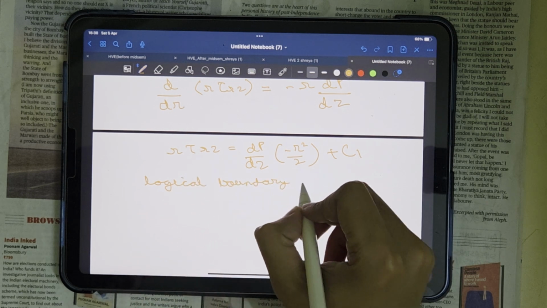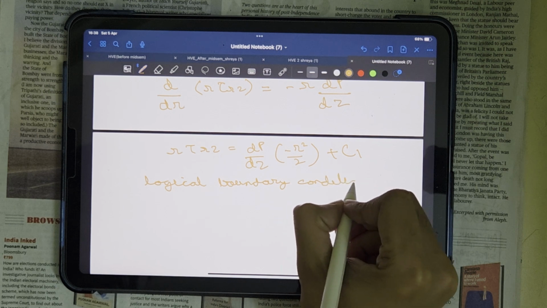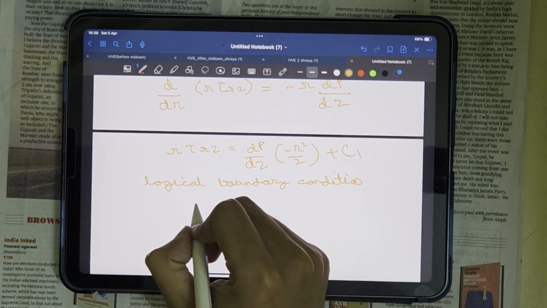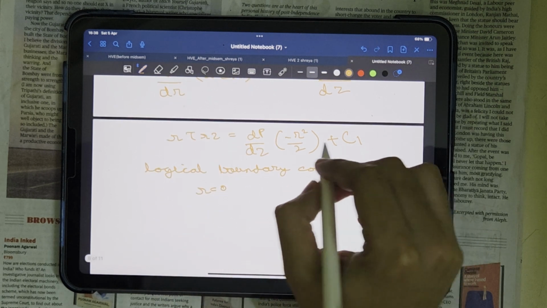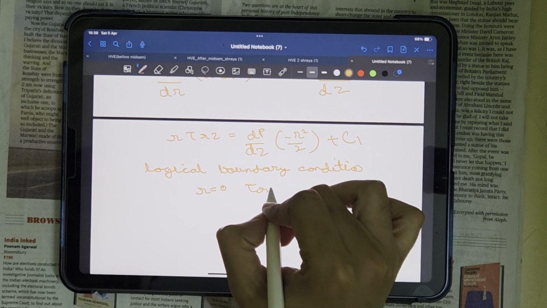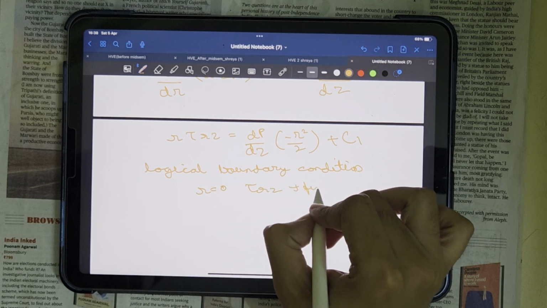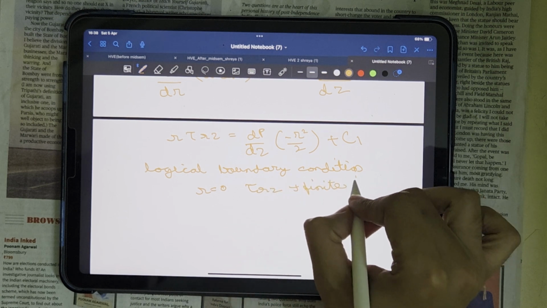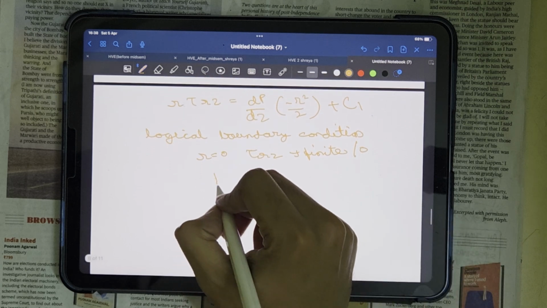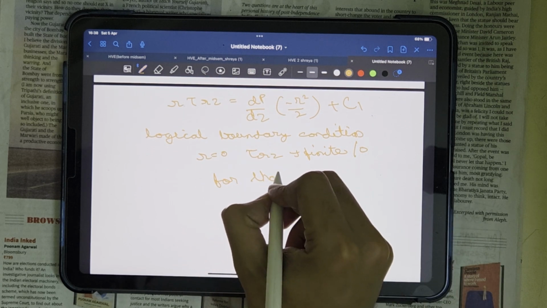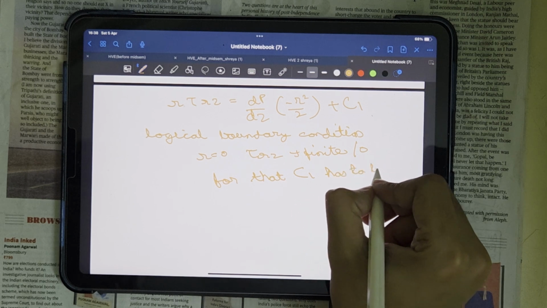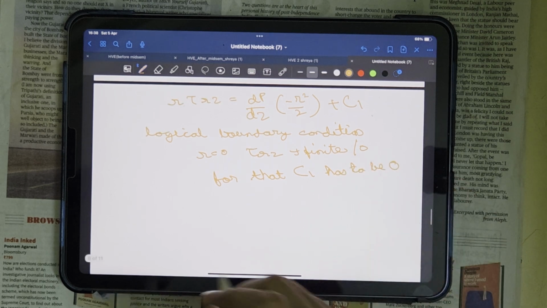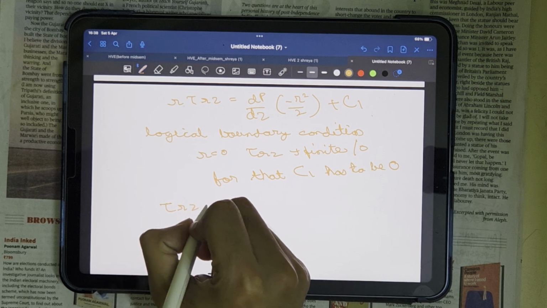So at r equal to 0, tau rz is finite or 0. For that, C1 has to be 0. So our equation becomes tau rz is equals to minus of dp by dz r by 2.